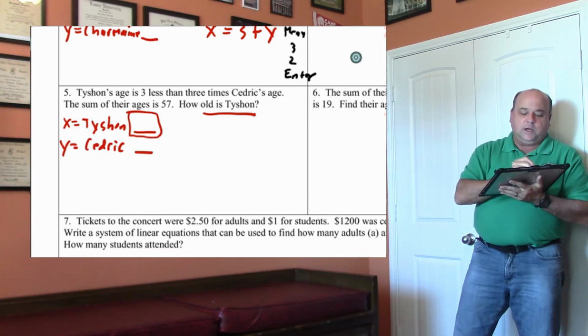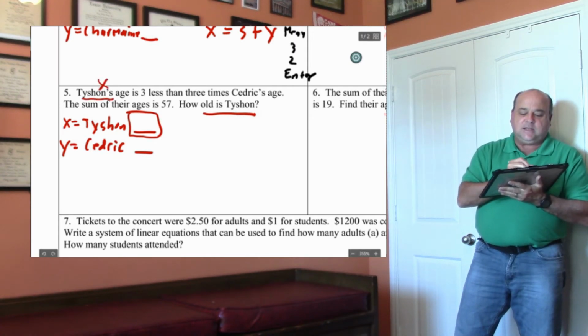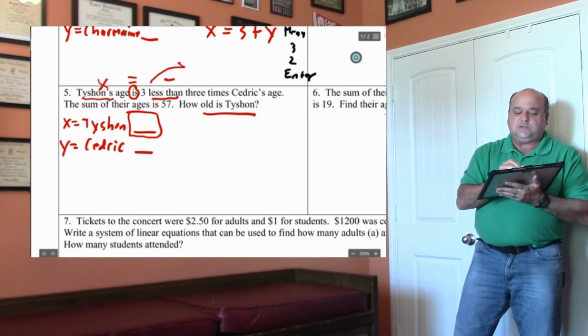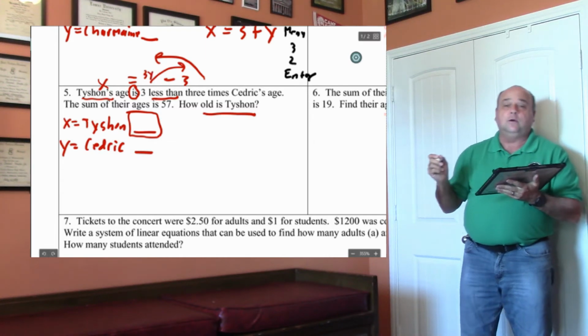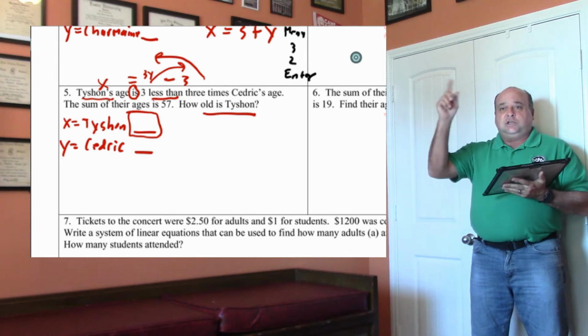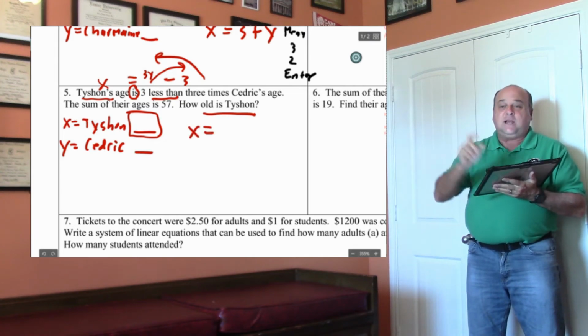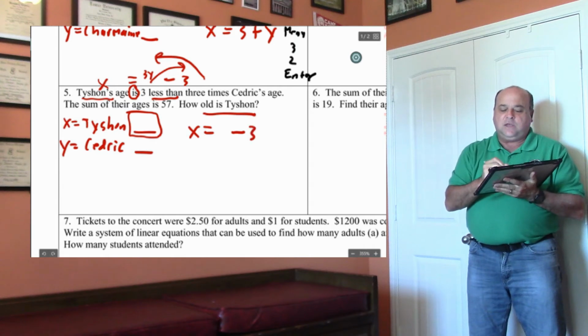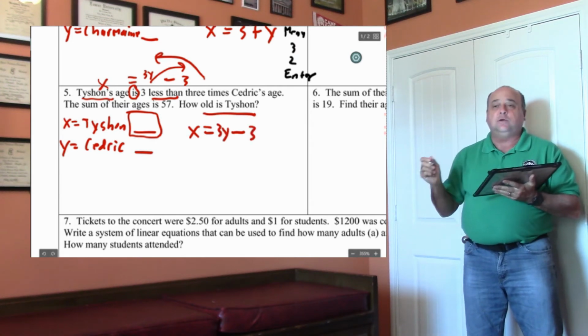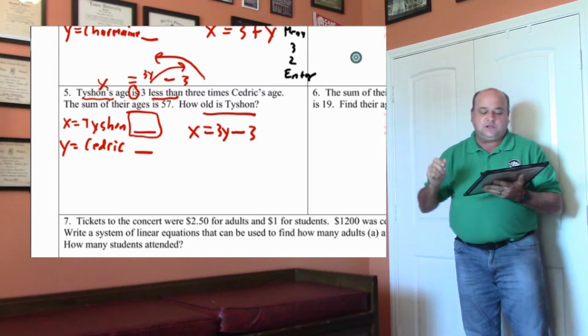Now then, let's get our equations. Tashawn's age, that's x. The "is" is going to be our equal. Less than means minus, but I have to flip, don't I? So the 3 goes at the end, and 3 times Cedric's age goes at the beginning. So that's my first equation.